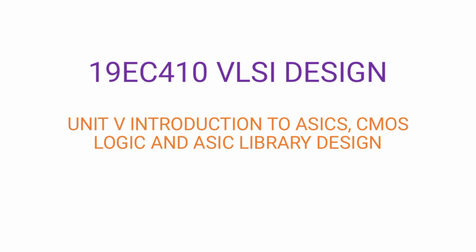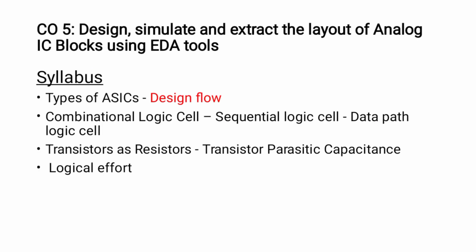Unit 5 Introduction to ASIC. So, in this unit, we are going to see the ASIC design flow. Types of ASICs we know: semi-custom and full custom ASIC, and field programmable gate arrays. The types of ASICs will come, and next to that, the design flow, where we can start the fabrication of an integrated circuit. So we must go step by step.